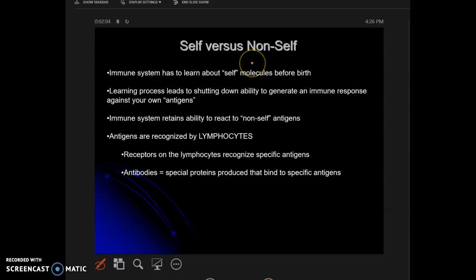So here, self versus non-self: the immune system has to learn about the self molecules before birth. And the learning process is why the education of the T and B cells is important. Education means maturity of the T and B cells. They generate an immune response against antigens. If they are not educated, if they're not taught, they are going to attack the body, and that's called autoimmune disorders.